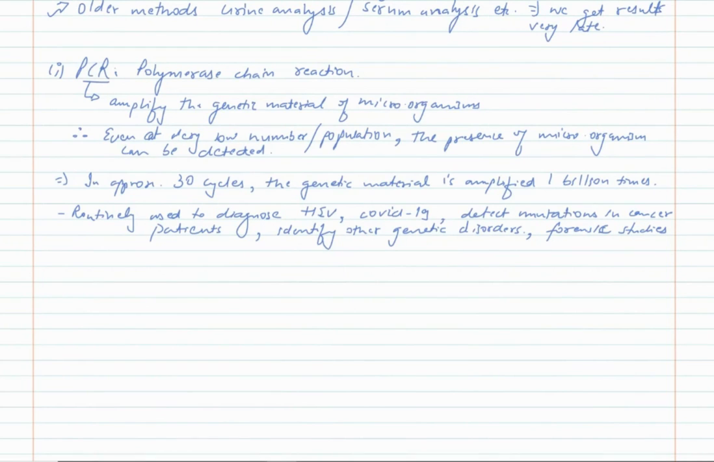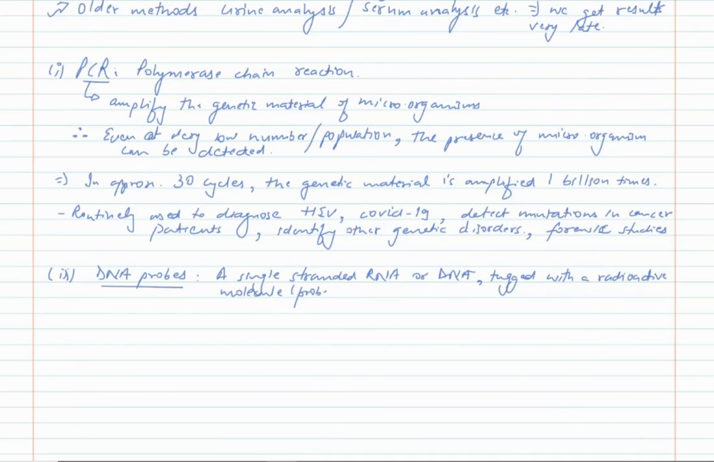Next is DNA probes. What we do in DNA probes is a single stranded RNA or DNA, whatever we are trying to identify, a single stranded RNA or DNA which is tagged with a radioactive molecule, which is known as a probe, is allowed to hybridize with its complementary DNA, followed by detection using autoradiography.